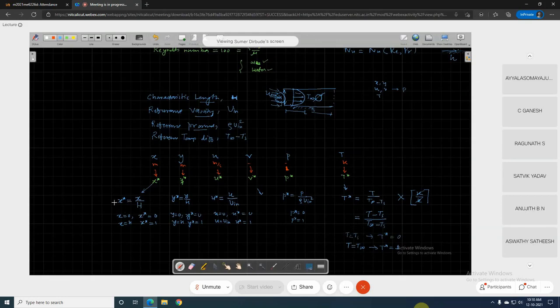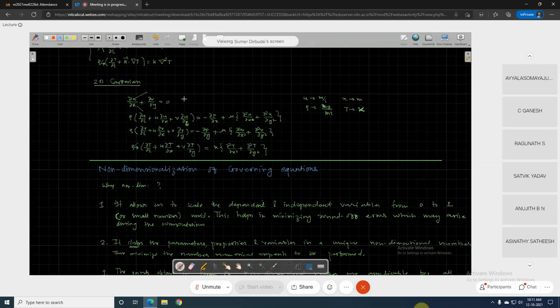Okay, now using these non-dimensional variables x star, y star, u star, p star, v star, t star definitions, we want to convert these equations in terms of u star, v star, p star, this equation in terms of u star, t star, v star. Okay, can I convert, non-dimensionalize these equations? That is our objective, and that we will consider in next class.